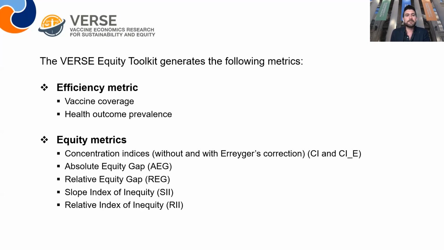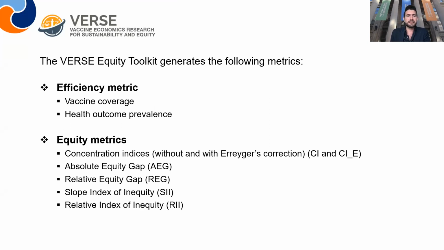The absolute equity gap is just the difference between the most advantaged and least advantaged quintiles. This is meant to give an absolute level difference between those two groups, ranking people based on composite disadvantage. And then the relative equity gap is the ratio between the most and least advantaged groups.